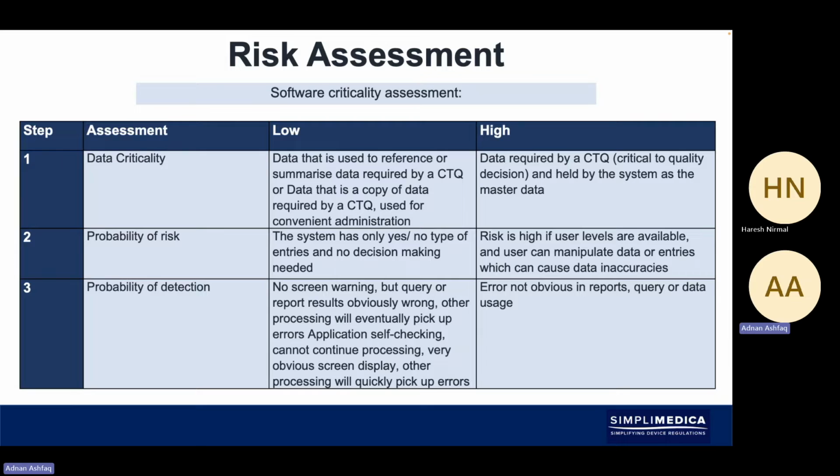So to try to keep things simple, I try to look at things from a perspective where there's only low risk and high risk. Anything that's a high risk could be data that is required by a CTQ, a critical to quality decision, and held by the system as master data. So that can be things, for example, specific software code which is driving something. That can be critical data, as opposed to the other example, it might be just administration data that can be low, which is just taking some information from a user, which would be a low risk.